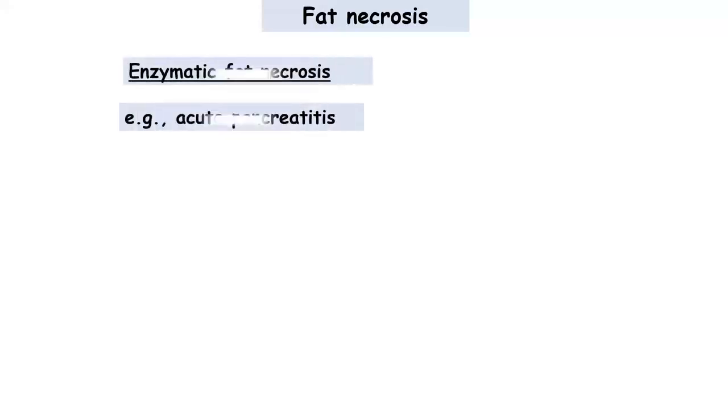Fat necrosis is the other type of necrosis with F. I said we have two types of necrosis starting with F, fibrinoid and fat. Fat necrosis, from its name, you can suggest that it occurs in fat. Very good. It occurs in areas in which we have fat. So fat necrosis occurs in areas of fat and may be mediated by enzymes and may be mediated by trauma to the fat.